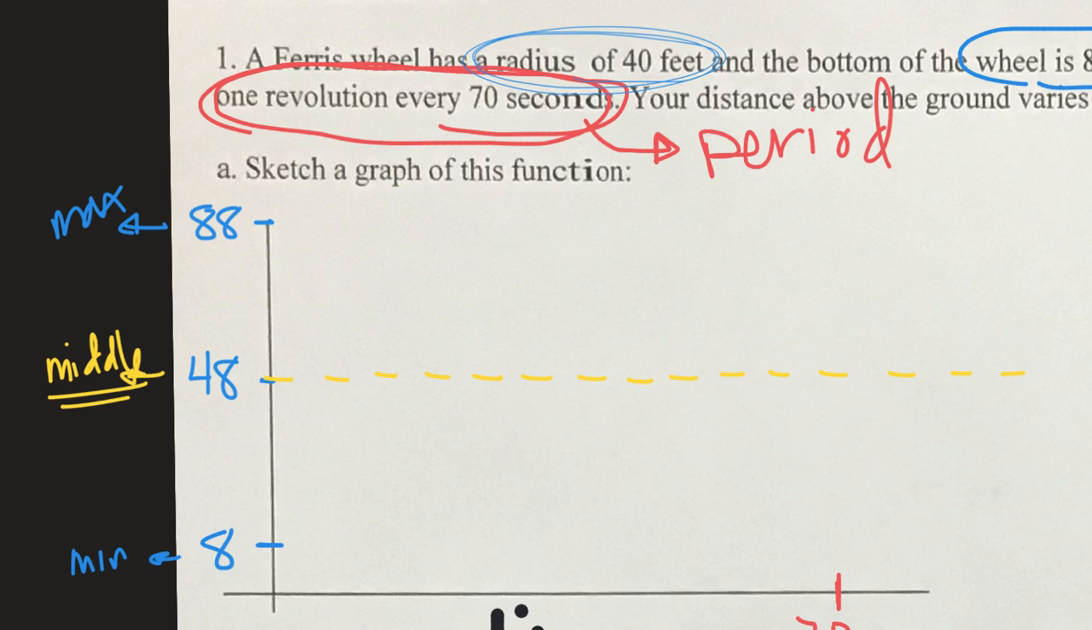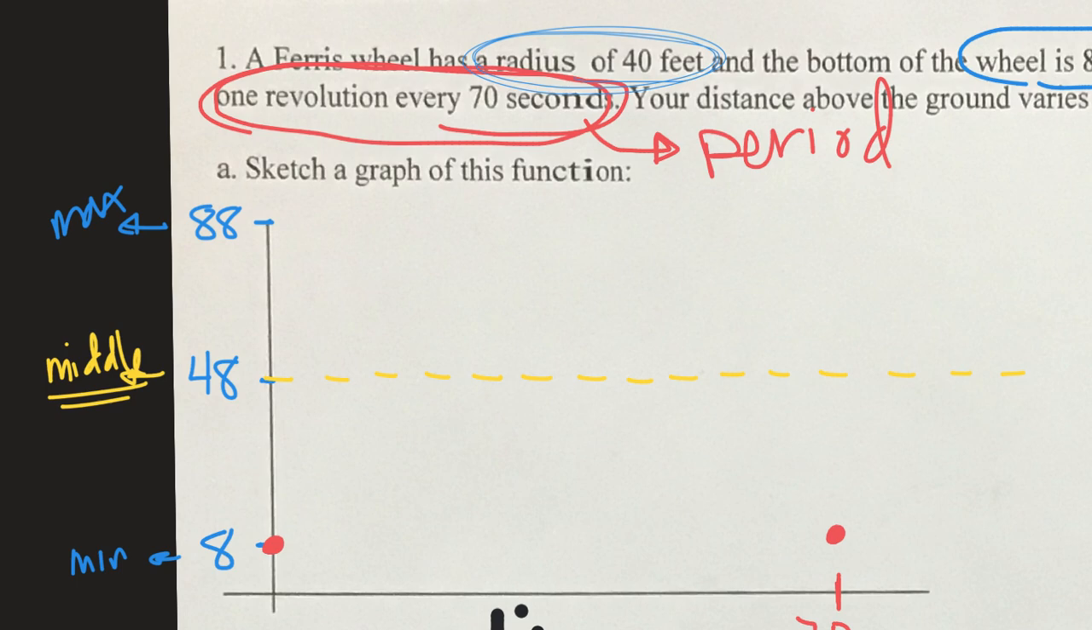So some other things we need, right? We know that we start at the bottom, so we put a dot here on the y-axis at 8. Okay, we start at the bottom of this graph. And if we have a sinusoid, that means that after 70 seconds, we're going to be back at the bottom. Okay, if it takes 1 revolution, you return to where you start after that amount of time. So if we start at the bottom, after 70 seconds, we're back at the bottom.